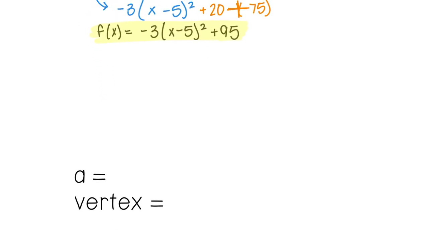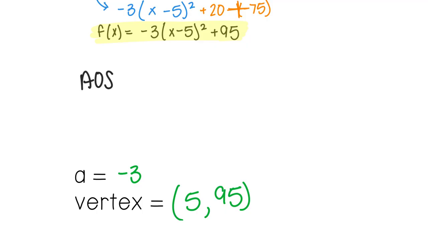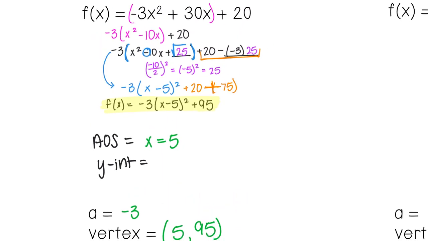So looking here, finding my a. What is my a? Good, it's negative 3. What's my vertex? In this one, it's going to be 5, yes, and then 95. We can also find what's my axis of symmetry? X equals 5. Okay, x equals 5. What's my y-intercept? So let's see. Remember, ordered pairs. So yes, 20 is part of it. Good. Open parentheses 0, 20 because that's my C value.